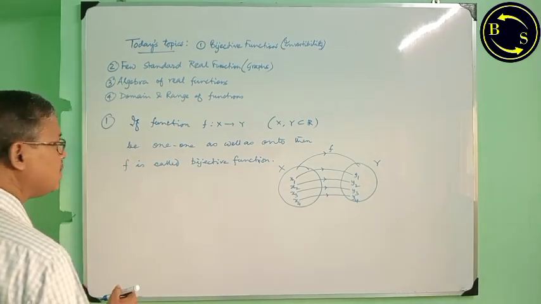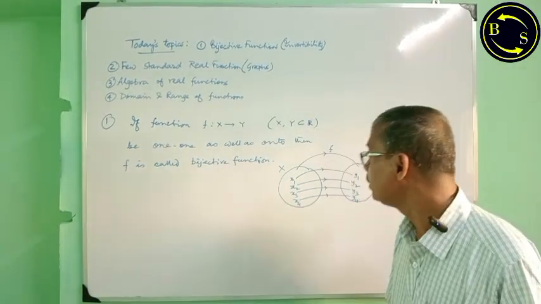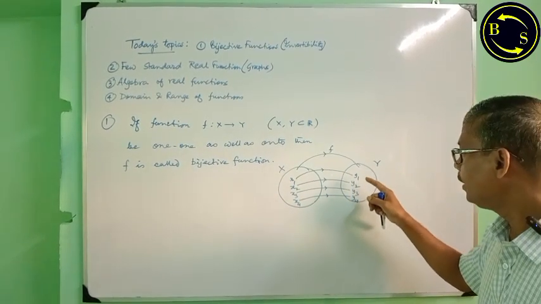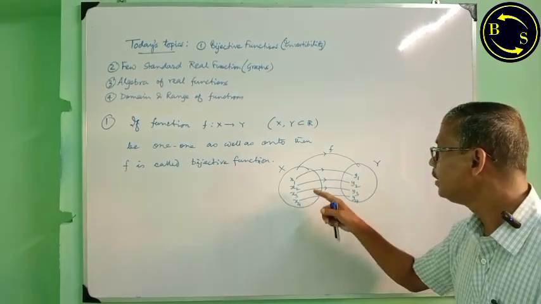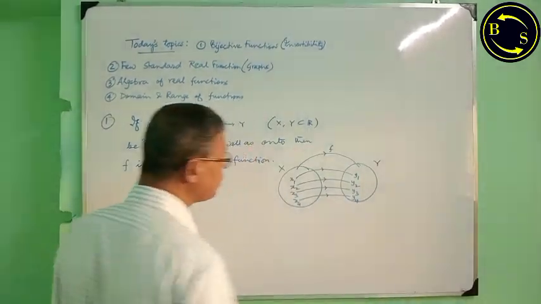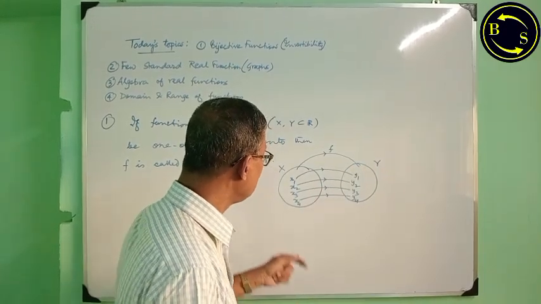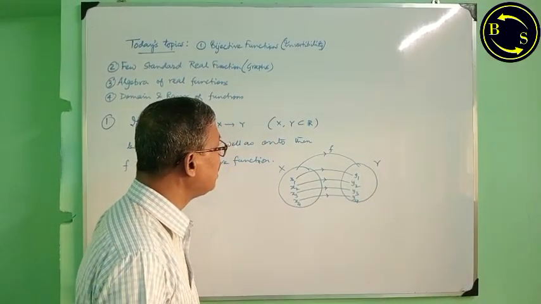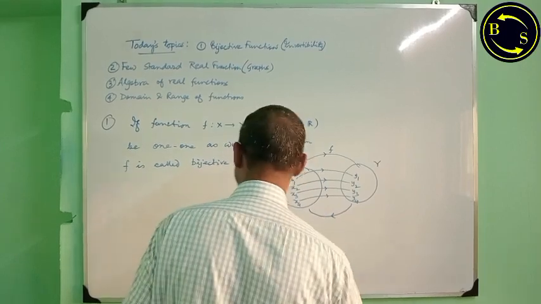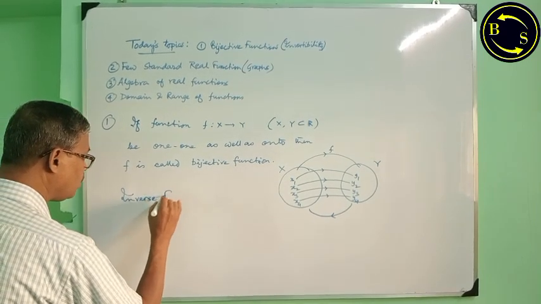Now, one interesting thing, in case of a bijective function, we can also define a function from set Y to set X, as every y of set Y is associated with a distinct x of set X. Then we can easily define a function, or we can find a rule which will associate every y in set Y to a distinct x of set X, and that function is called inverse function.